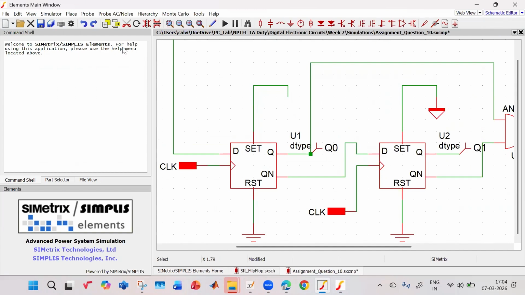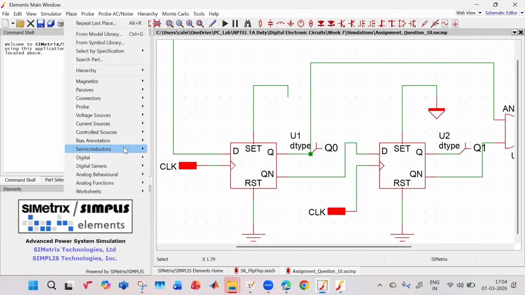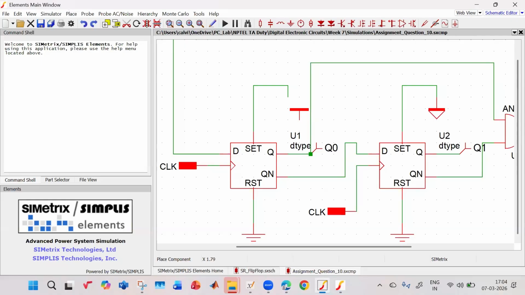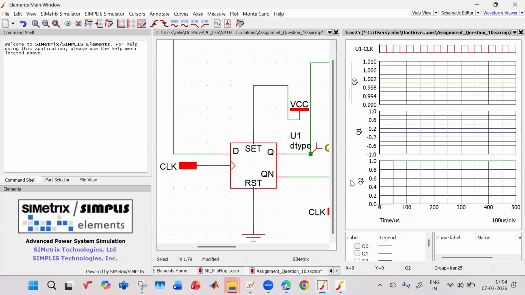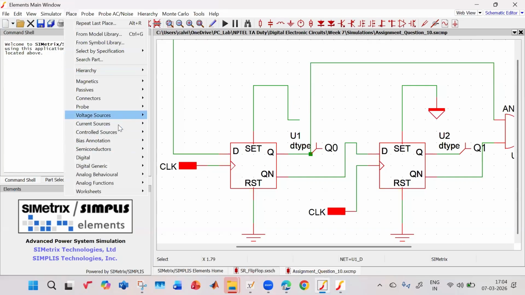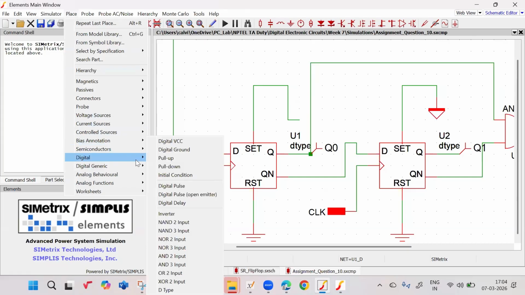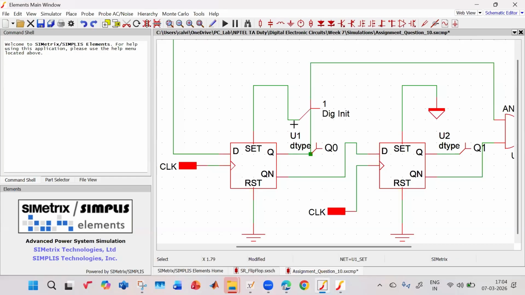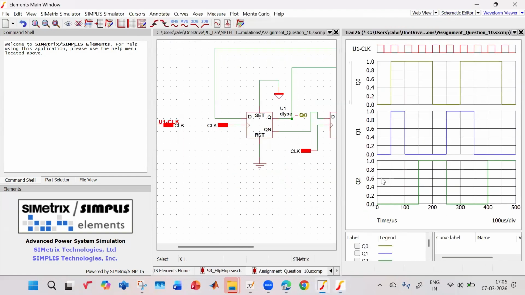Suppose I replace set to digital VCC. Connect it here. Check now. No, it's not working. Something is not correct. Place digital pull up, initial condition. Okay, I'll have to check regarding how to set the initial condition for a D flip-flop.